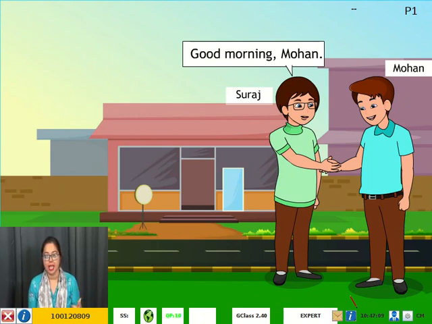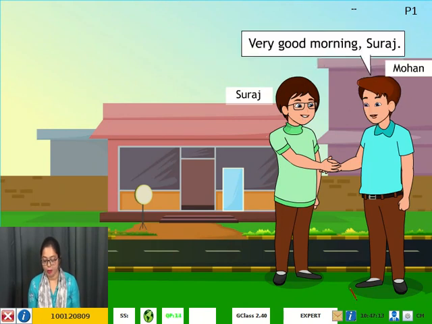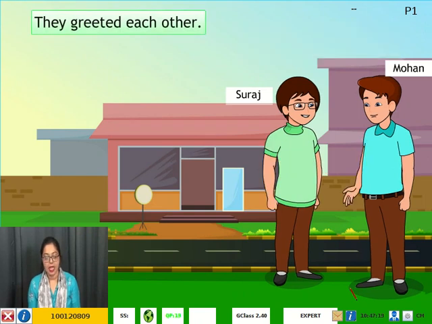What is Suraj saying? Good morning, Mohan. And what is Mohan replying? Very good morning, Suraj. Then you see, they greeted each other. What do you do when you meet anyone in the morning or evening? The first thing you do is greet each other, right? So they greeted each other.